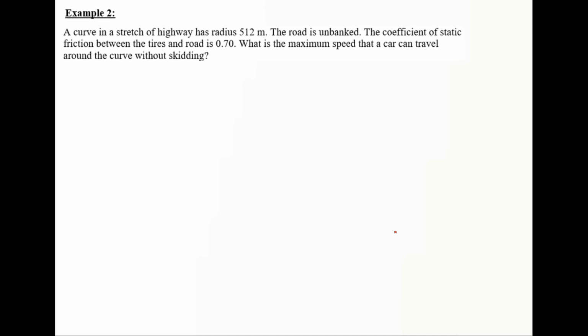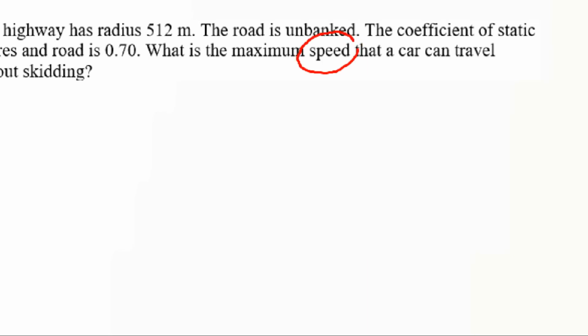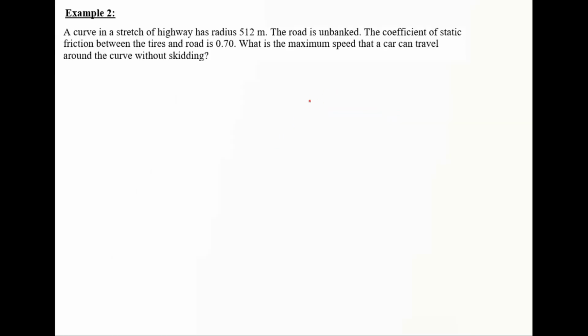If you increase the speed more, then the car will lose contact with the road and it will slip away from the center. So we're interested in determining the maximum speed. Speed appears from the centripetal acceleration given by a_c is v square over r, and whenever we're talking about acceleration and forces, we are interested in Newton's second law.